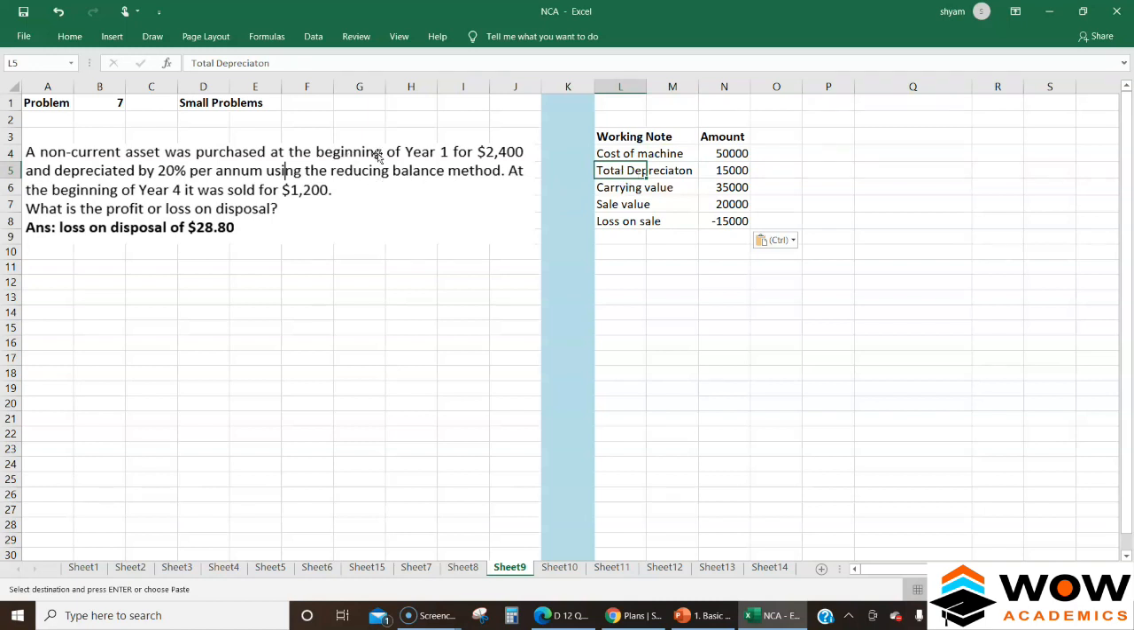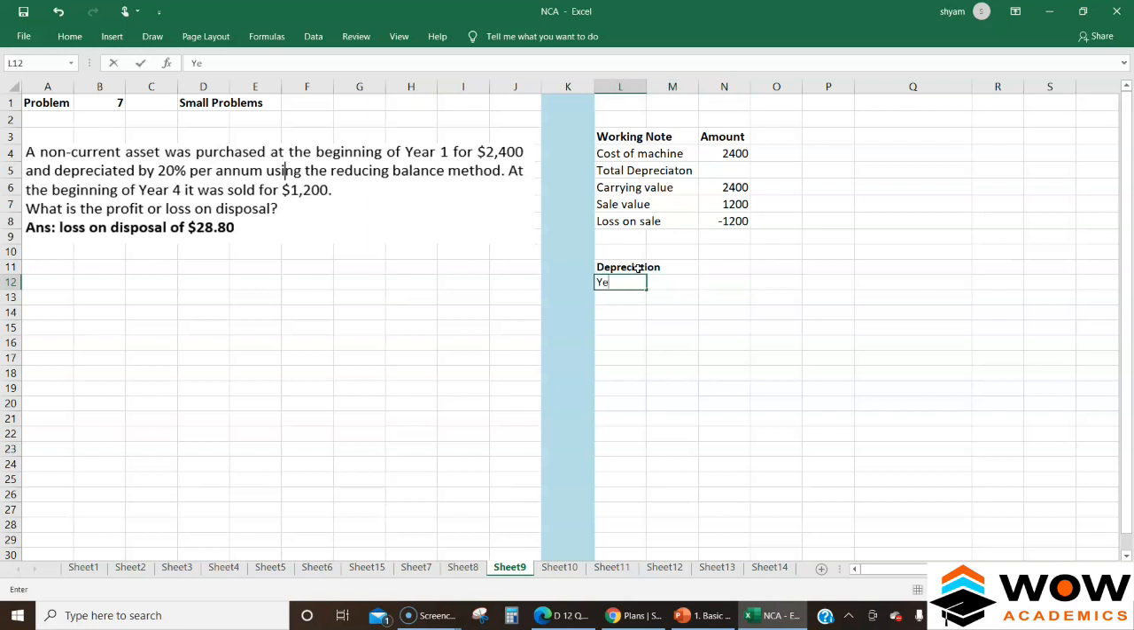See, the machine was purchased for how much? 2400. The depreciation we don't know. The sale value we know. So now we have to find out some missing number. The only missing number is depreciation. So you can just work it out roughly also. Okay, so we'll start.